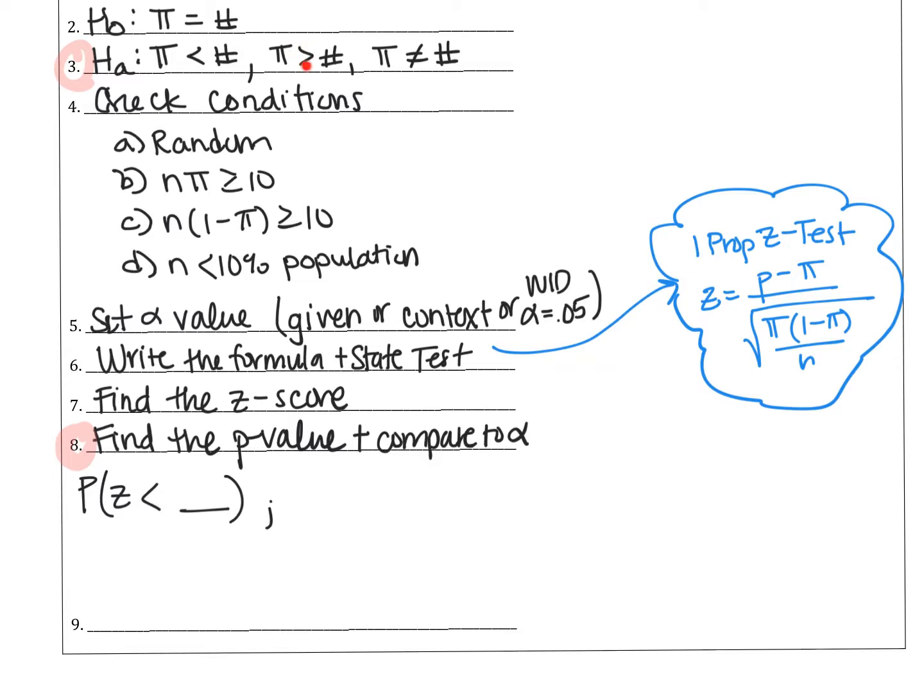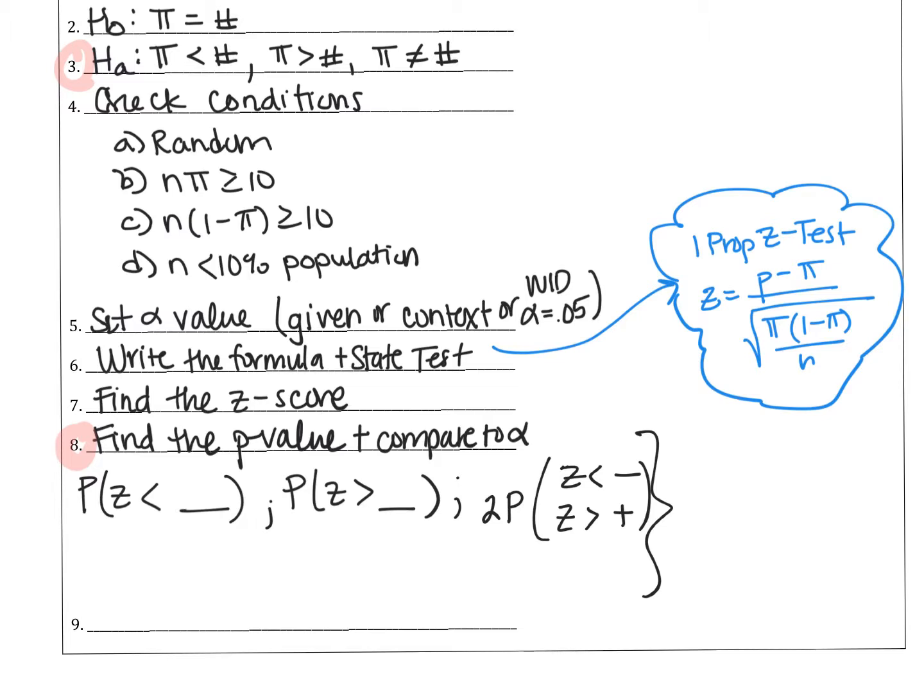If you are saying pi is greater than the hypothesized value, your probability statement will say the probability of z being greater than whatever value you find in step 7 goes here. And for not equal to, we have a couple different instances. If that z-score is negative, we're looking less. If that z-score is positive, you're looking greater. But since you're only looking at one end of the tail, you need to multiply by 2.